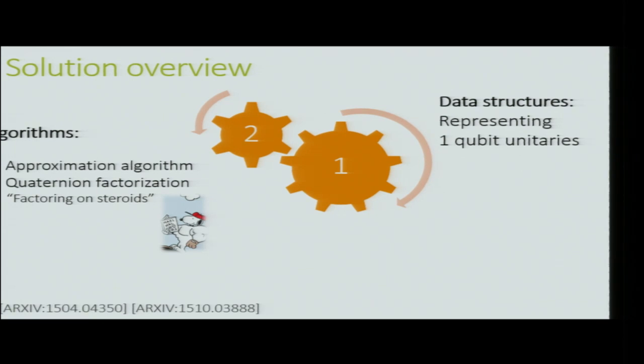So first, there are two sides here. First is the data structures, so how we actually represent the objects we are working with. Frequently this is very important when you solve a problem, because the choice of data structure can make some questions much easier. And then there are two algorithms, approximation and factorization, which I call factoring on steroids.